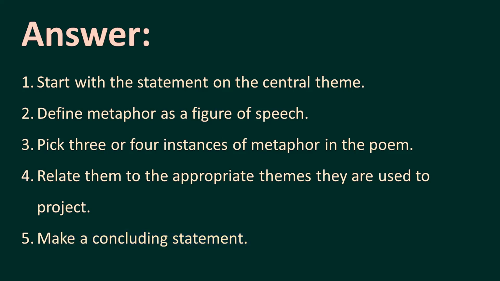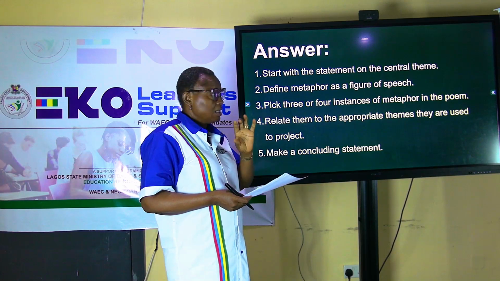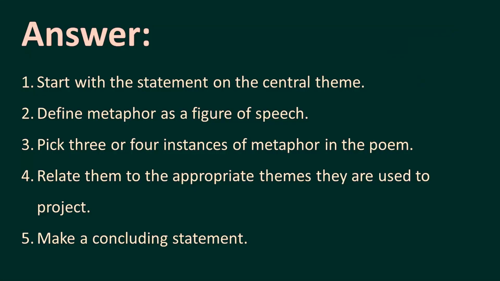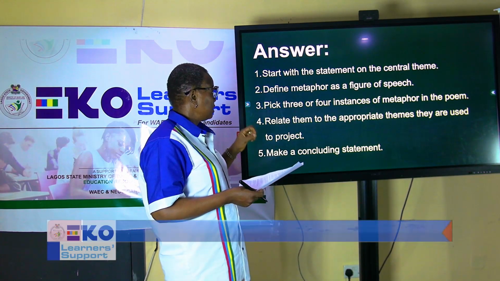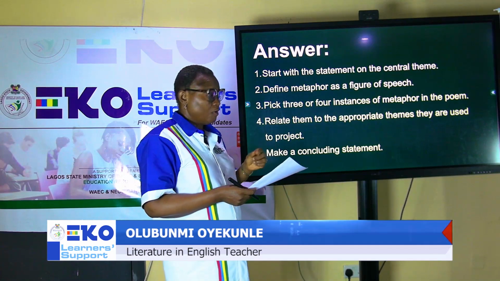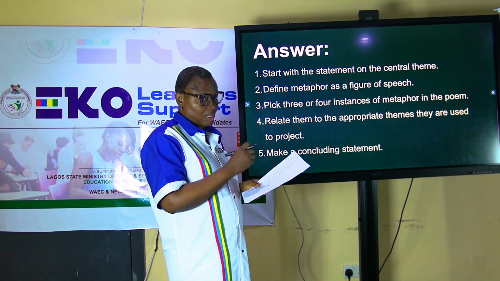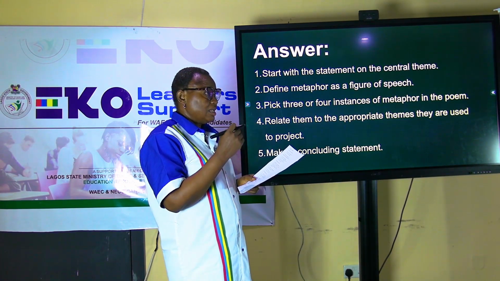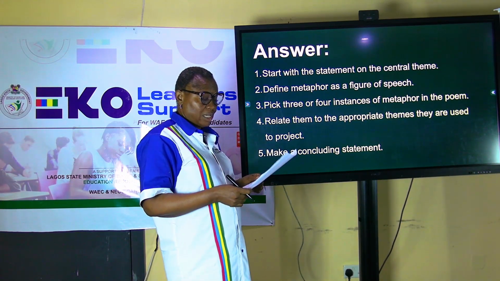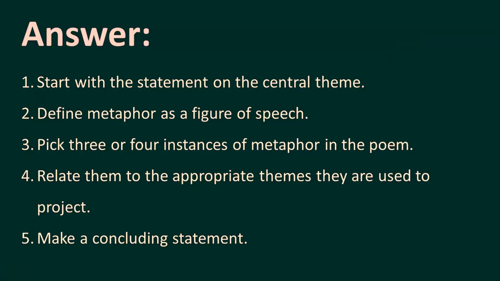In answering that question, you start with a statement on the central theme. In whatever poem or text that is read, there is always a central theme, a subject matter about which the book is written. That is a way of having a summary of the text or the poem. The central theme of this is the natural beauty of Africa. So a student is expected to write a statement connecting it to negritude and portraying the natural beauty of Africa, an Africa that has been looked down upon before, but yet a lot of natural beauty is now being brought out.